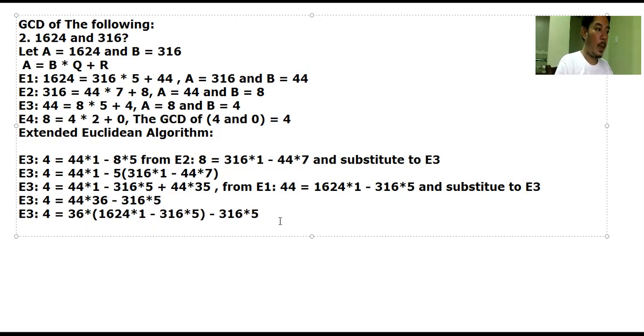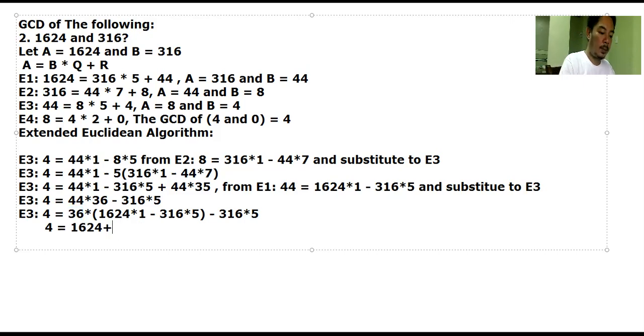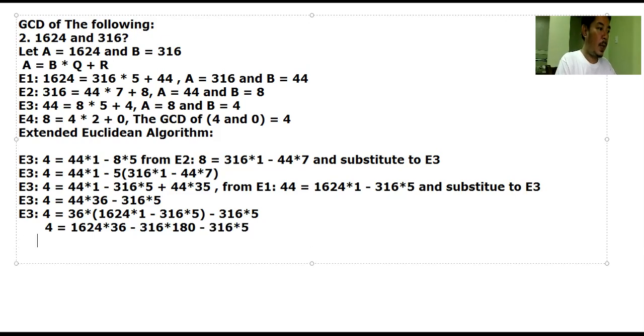So, we have 4 is equals to 1624 asterisk, multiply natin tong 36 sa 1, so asterisk 36 yan. Tapos ito magiging minus pa rin, minus 316 asterisk 5 times 36. 5 times 36. So, ang sagot po ay 180. Ayan po, 180 po. So, meaning ito ay asterisk 180 minus 316 asterisk 5. So, add lang po natin yung dalawa. So, sabi dyan, we have 4 is equals to 1624 asterisk 36 minus 316 asterisk 185 na pinag-add na po natin ito.